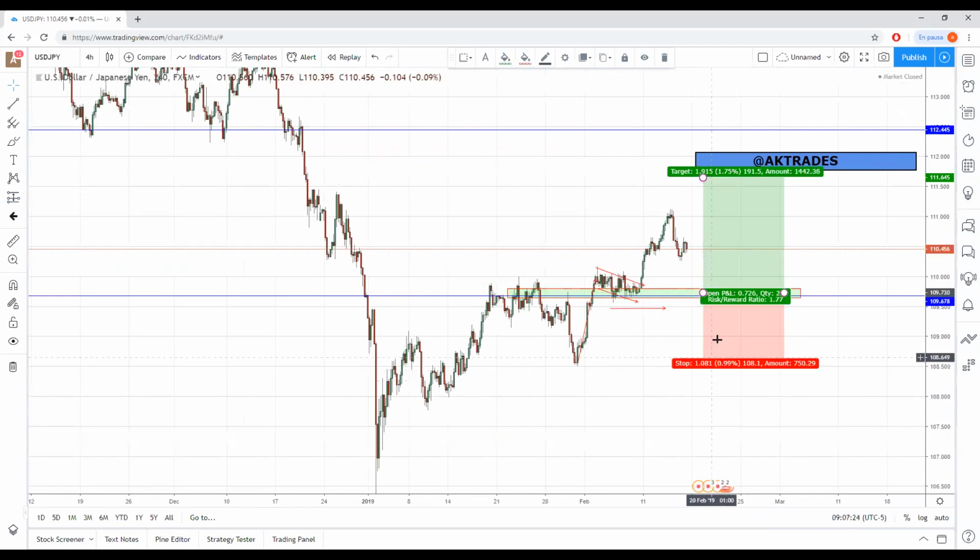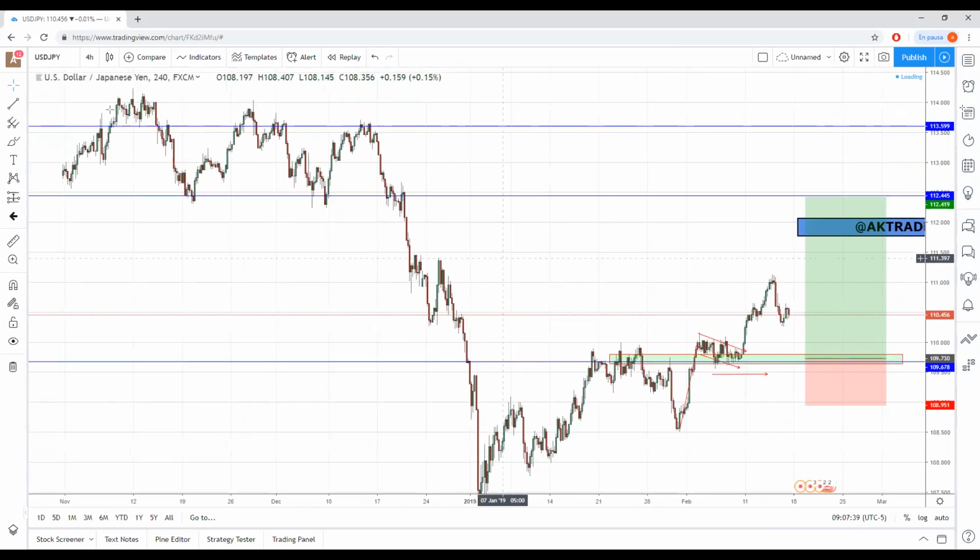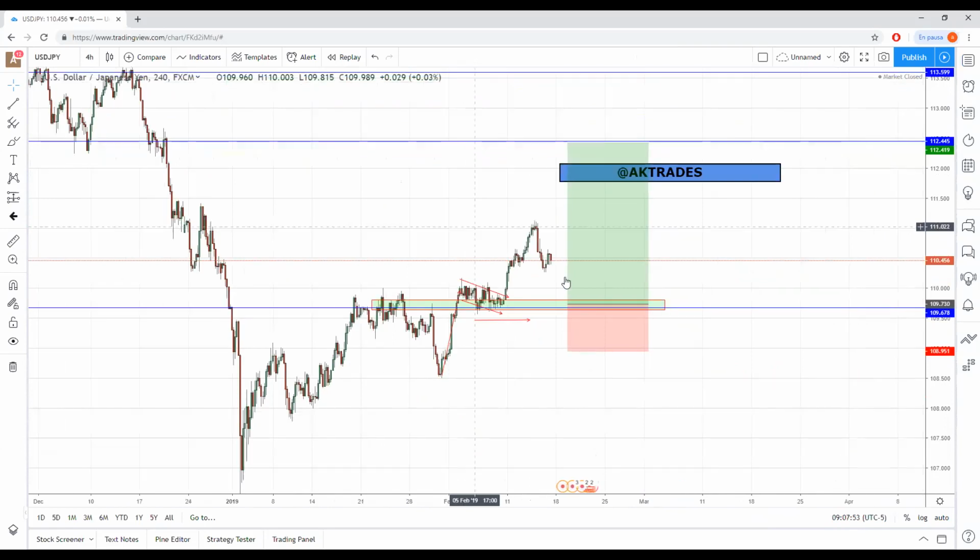My stops would be around 109, and my profit would be around this area with a nice 3-to-1 ratio, almost 4-to-1. And this area is a great area to start locking up profits, because this is the area where the sellers accumulated selling positions that started this sell-off, and they are probably going to defend this area. So this is a nice risk to reward ratio as well.